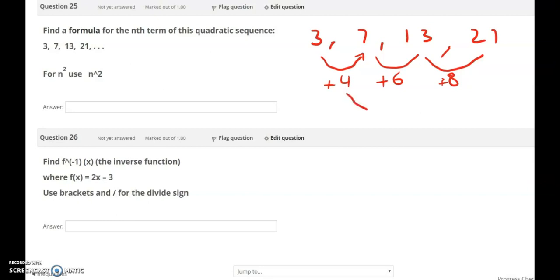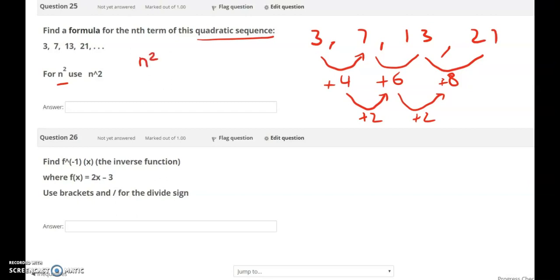And the difference between 4 and 6 is 2. 6 and 8 is 2. And it would be for the next one as well, 2. So the difference of the difference remains the same. Now this tells us that this is a quadratic sequence, and we're told in the question as well that this is a quadratic sequence. So the nth term must start with n squared.